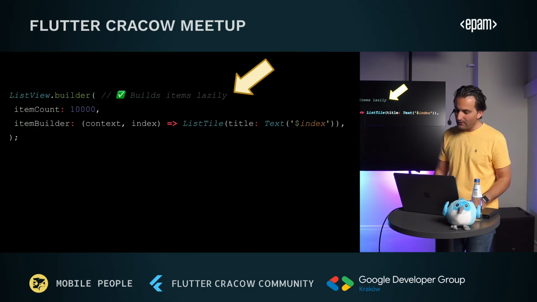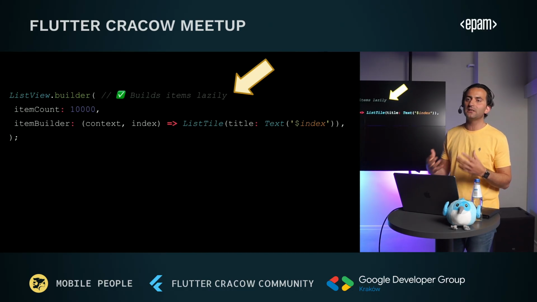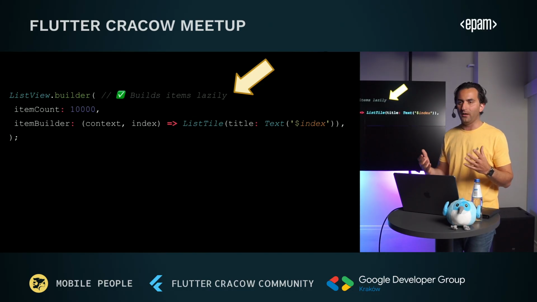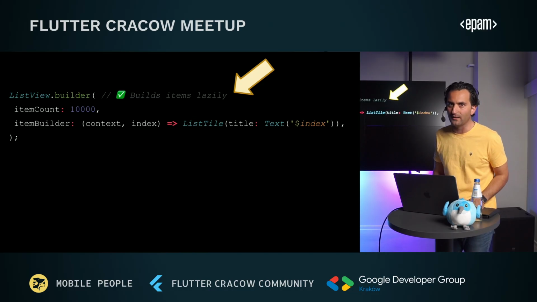Let's move on. As much as possible, use lazy approaches, building the items lazily, like for example using the ListView builder, which can be a good thing to do. So this is just the best practice. I guess you all are doing this right now anyway, but just to bring it up and mention it.